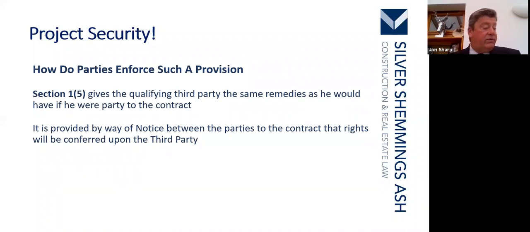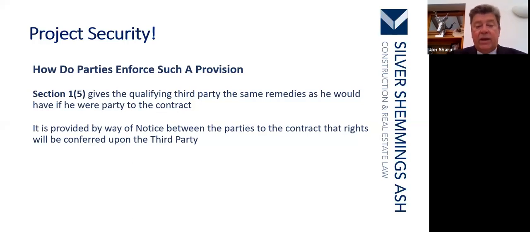How do the parties enforce such a provision? Section 1.5 gives the qualifying third party the same remedies as he would have if he were a party to the contract. Broadly, the remedies under a contract are, if you do not perform your obligations, your burdens under the contract, then you can be sued for not doing so. I think that's all fairly common, and we all understand that. Equally, if you don't get paid, having done the job you were supposed to do under the terms of the contract, then you can sue on it. And the qualifying third party will also have the same rights.